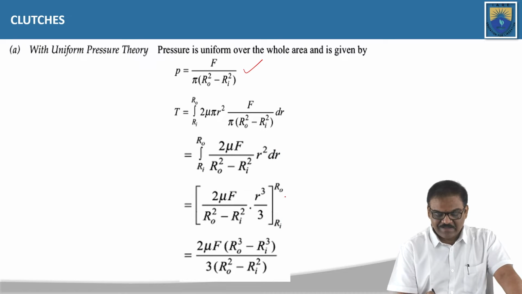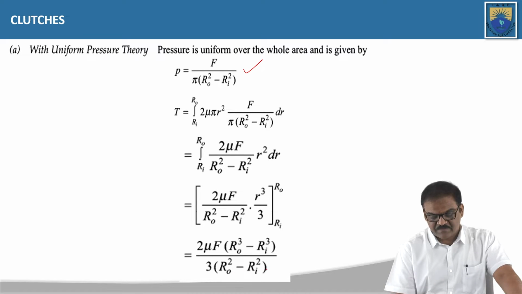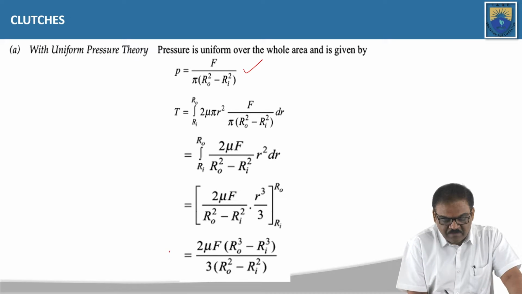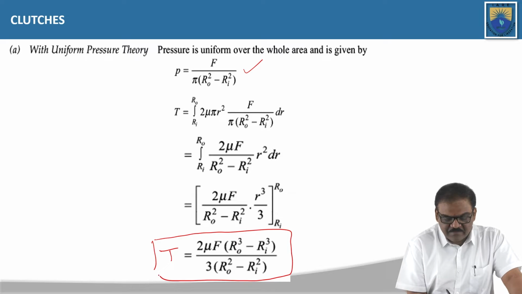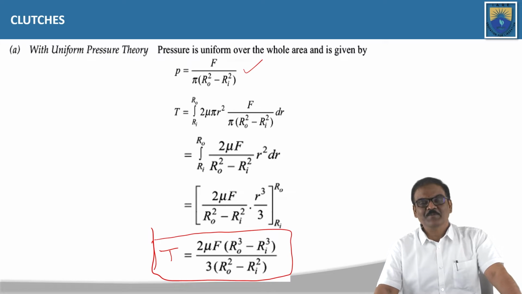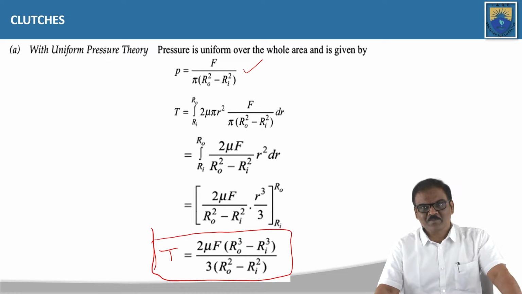Therefore, after integrating, r square dr will become r cube by 3. Substituting r internal and r naught, we get 2 mu F (r naught cube minus r internal cube) by 3 (r naught square minus r internal square). This is the total friction torque that is transmitted when we consider the uniform pressure theory.